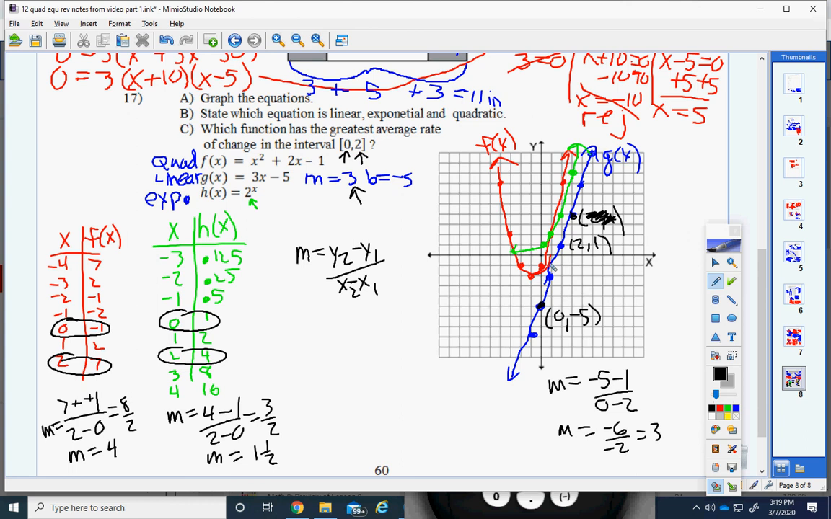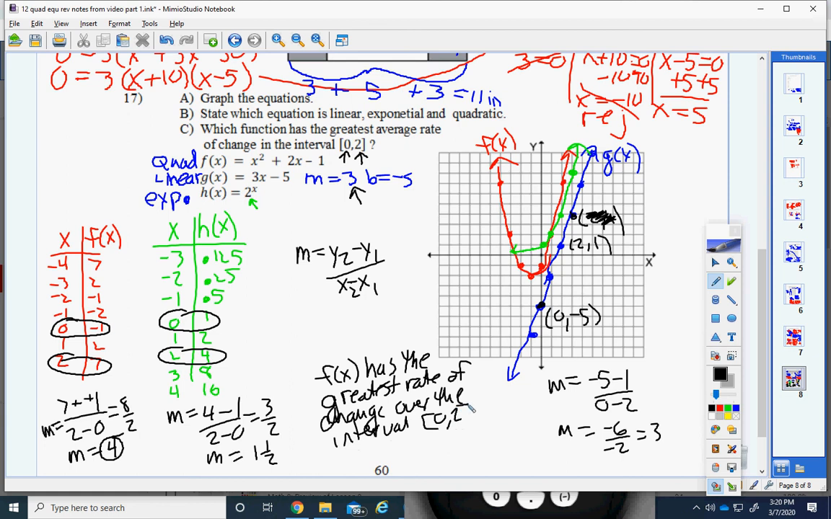Shoo! Alright, so which rate of change is the greatest? Well, 4 is the biggest. So f of x has the greatest rate of change over the interval from 0 to 2. It's important that you state that it's over that interval. F of x doesn't always have the greatest rate of change. At different spots on the graphs, other functions have a greater rate of change.